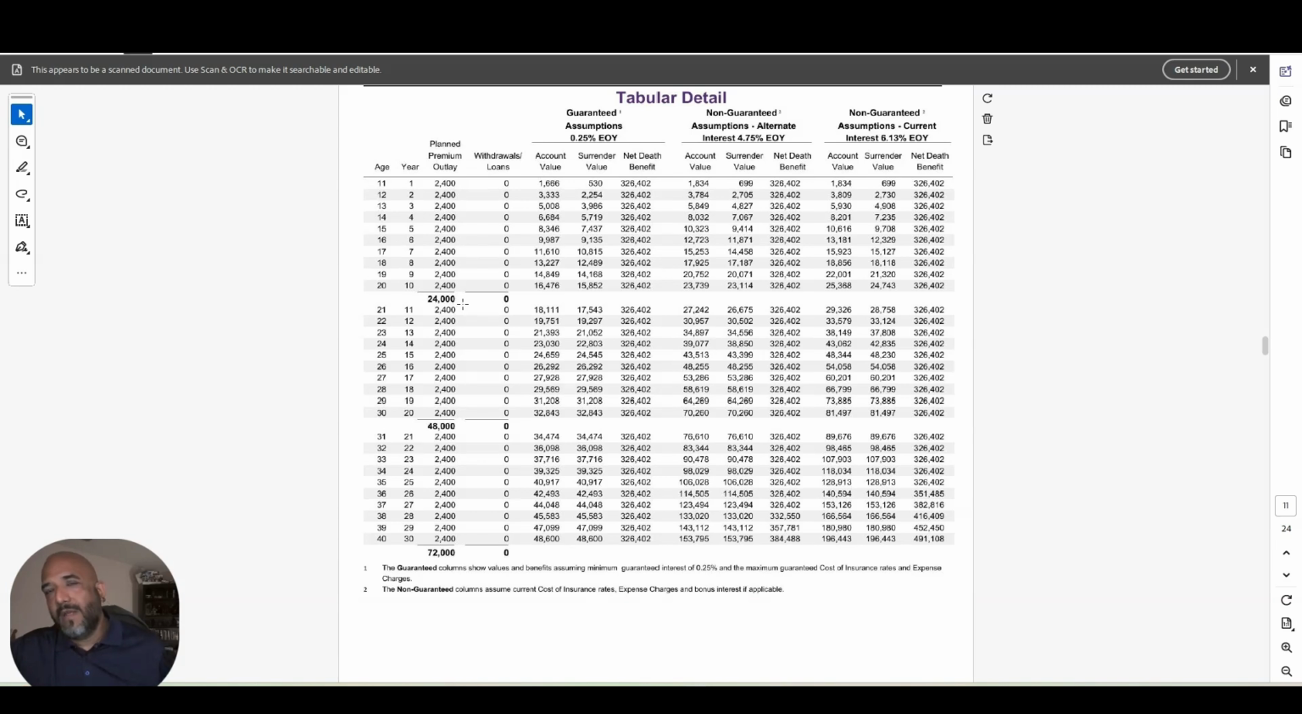Okay, now keep in mind, we can fund this policy a little bit more, a lot more actually, and we plan on it, but the way we're currently funding it, we're kind of underfunding it.